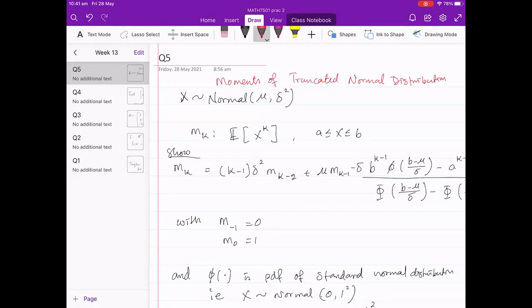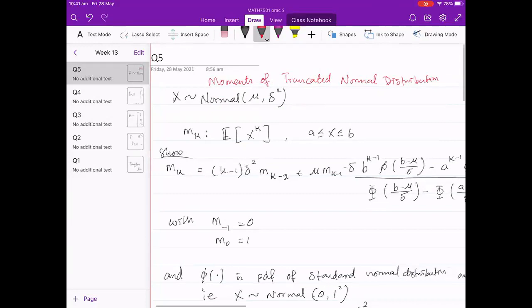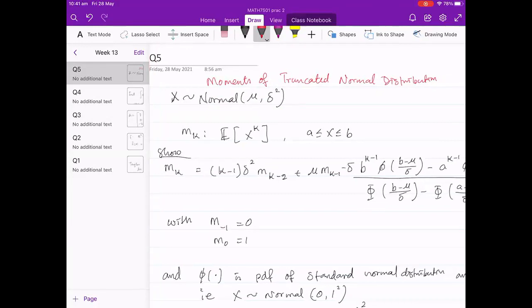In the assignment, it's not truncated, it's the usual normal, but this is for truncated normals. The applications of truncated normals can be applied to various situations. On top of my head, I can't remember, but let's derive this. Moments are used to find the expected value and variances.